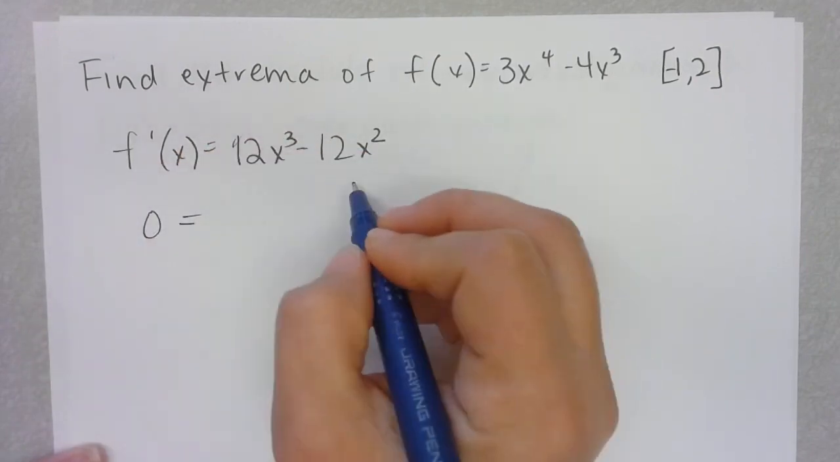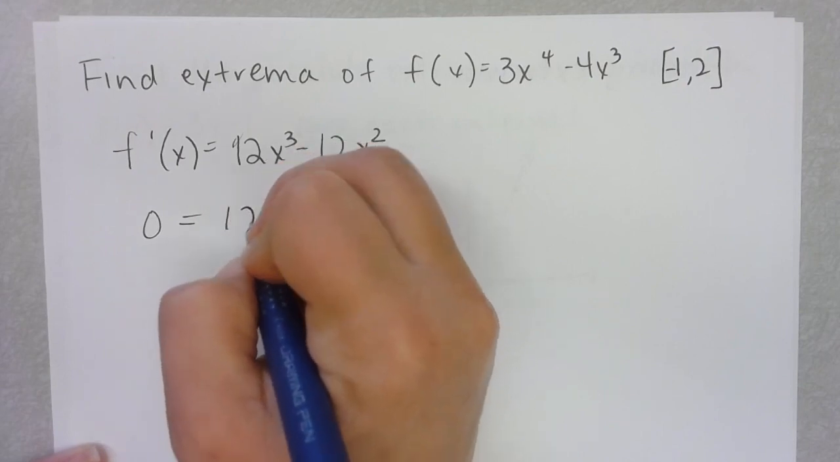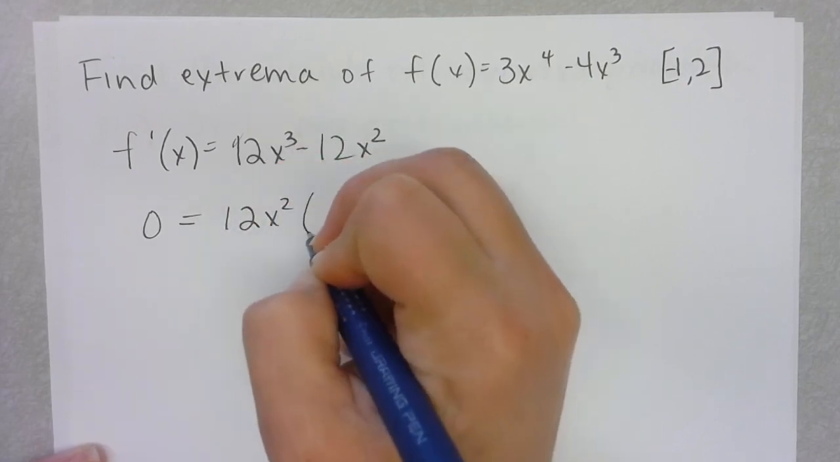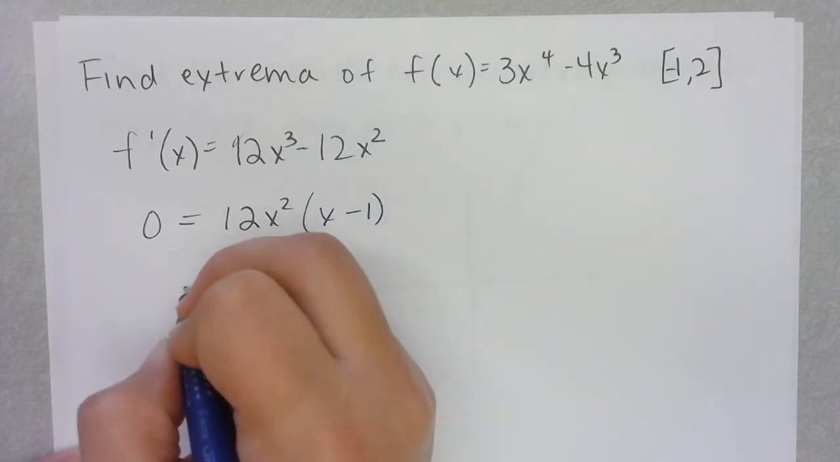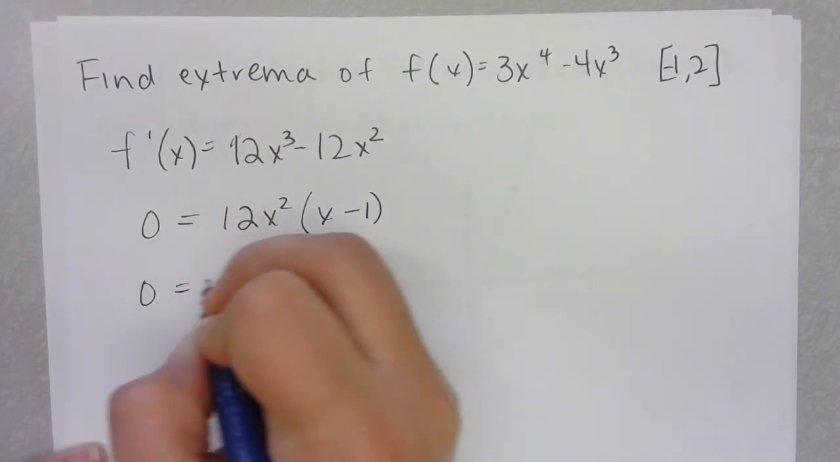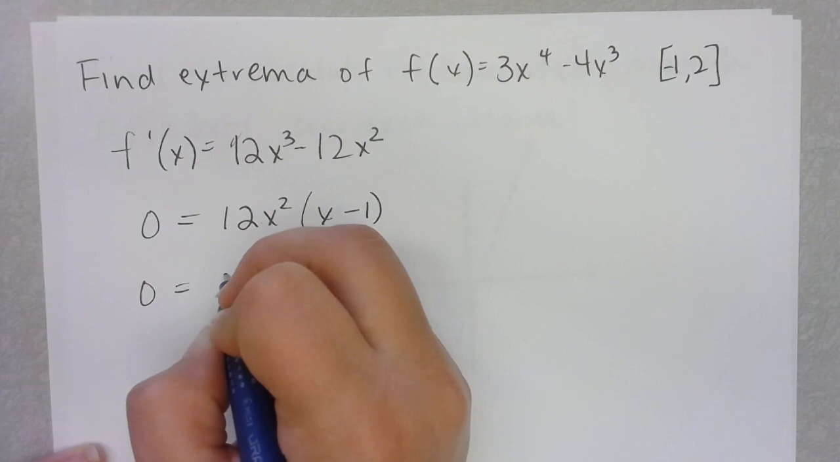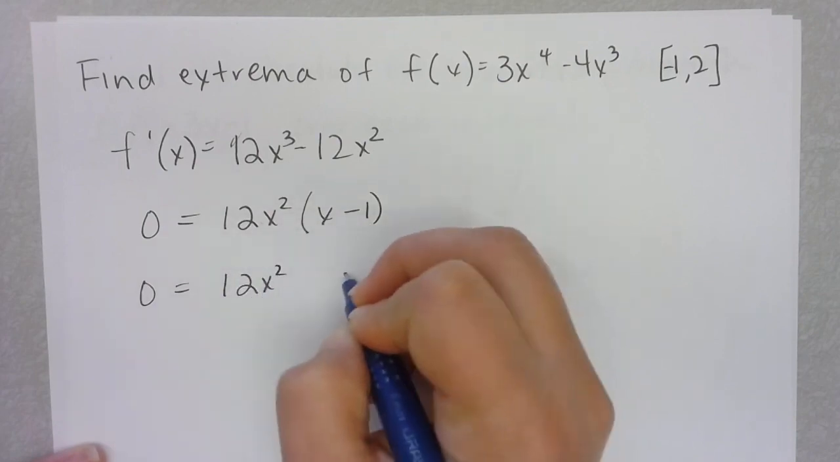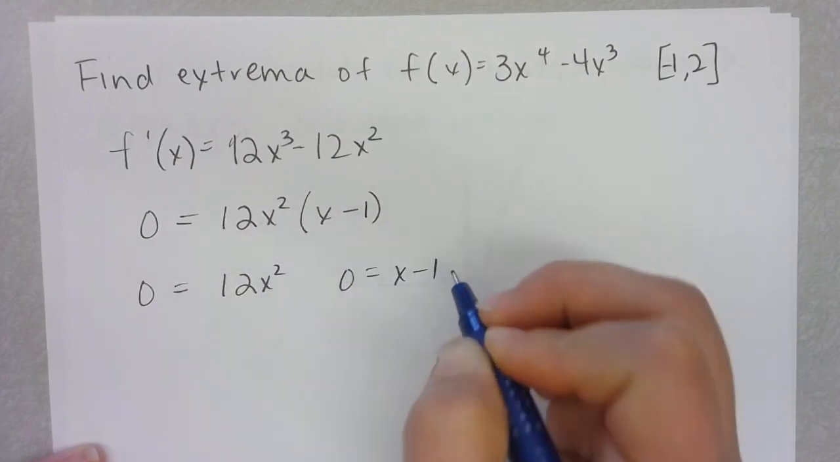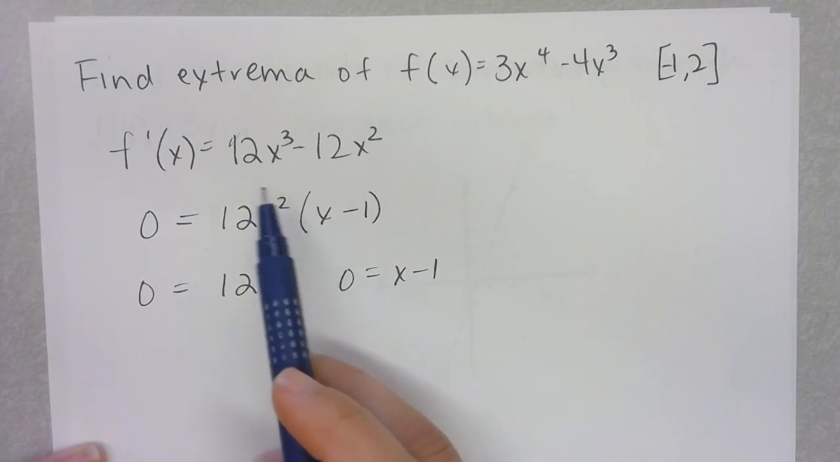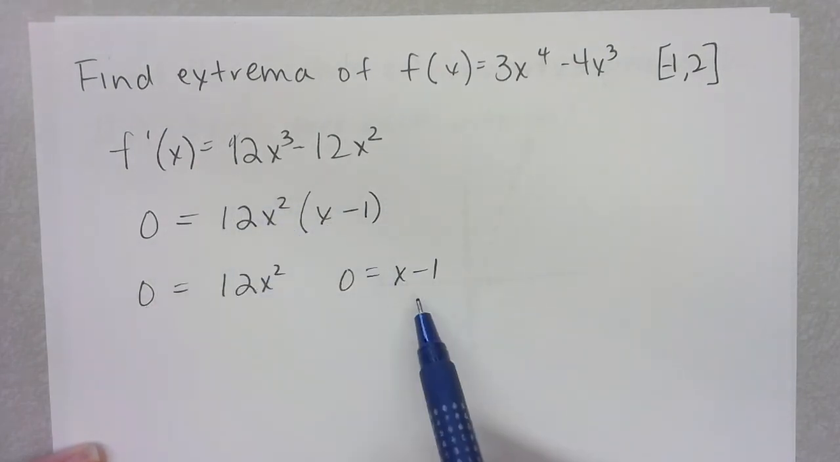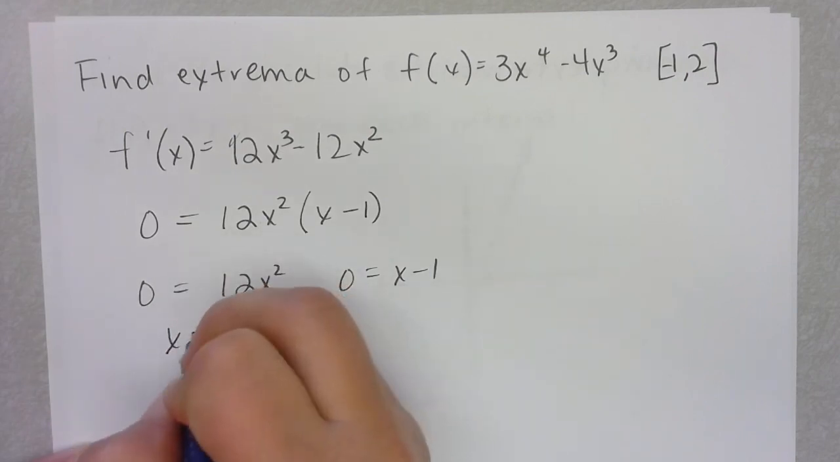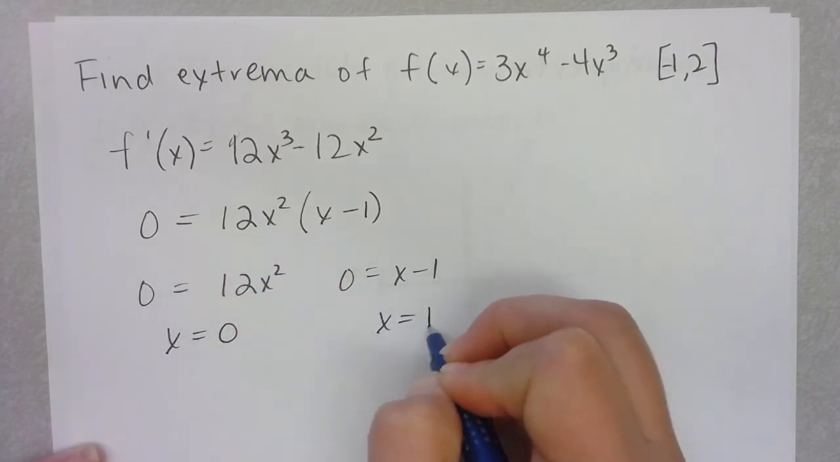So factoring is my friend again, and I can factor out a 12x squared, which is common. So this leaves me with x minus 1. So I get 0 equals 12x squared, or 0 equals x minus 1. I'm using the zero product property, right? So this times this equals 0 means that this is equal to 0 or this is equal to 0. This one gives me x equals 0. This one gives x equals 1.